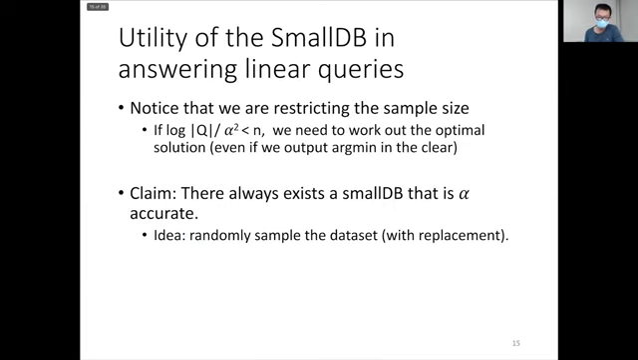So how do we analyze the small database algorithm for the sequence of linear queries? Like I explained earlier, this algorithm works because of two things. First, we need to be able to find a small data set that approximates the big data set on all queries within this query class. It needs to approximate really well, because otherwise, even if we directly output the argmin of the max error, the result won't be good.